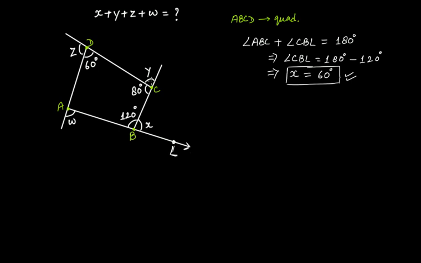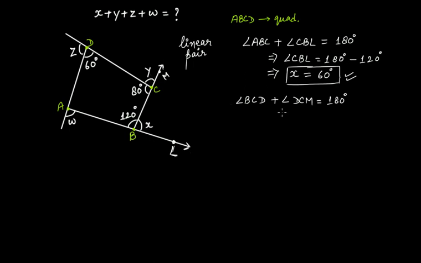Then comes the value of y. Same as what we have done for x, you can do the same thing here. Suppose this is a ray, and if you take a point M on this line, then angle BCD plus angle DCM, this is what? This is 180 degrees. And why? The concept of linear pair. This forms a linear pair.